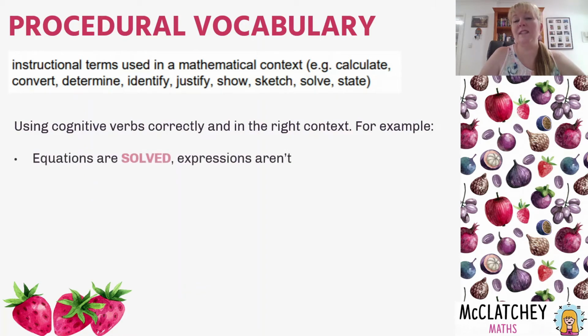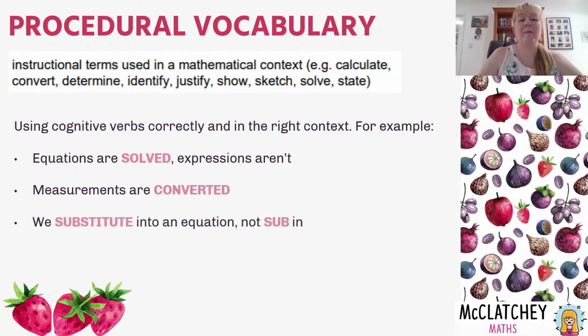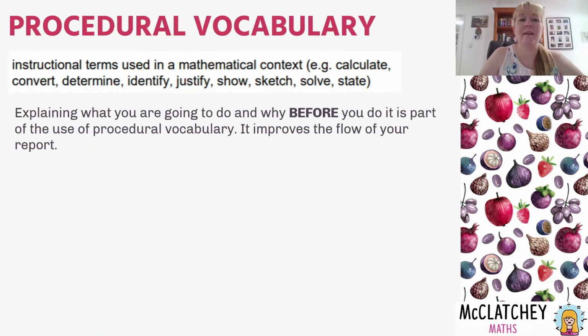For example, we solve equations, but we don't solve expressions because there's no equal sign. Measurements are converted from meters to centimeters to millimeters and so on. We substitute into an equation. This is a big one: I see students writing that they subbed in or that they're subbing into an equation. We don't, we substitute. So use the language appropriately. We sketch and we plot graphs. We don't draw them as such. So using that correct verb there.